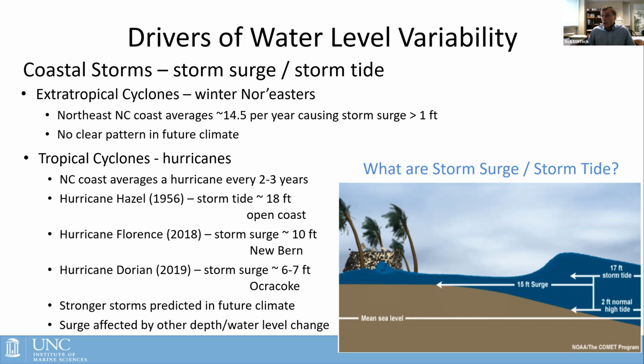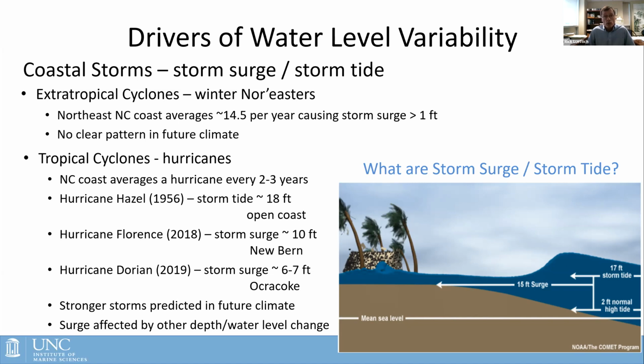Our storms of recent record, if you will, are Hurricane Hazel in the late 1950s, that had a storm tide of about 18 feet along the open coast, down around Cape Fear and south of Cape Fear. So that's our open coast storm of record. Recently, Hurricane Florence in 2018 had a storm surge. There's really very little tide up in the upper sounds of North Carolina, but it had a storm surge of about 10 feet in New Bern and caused substantial flooding and damage in that area.